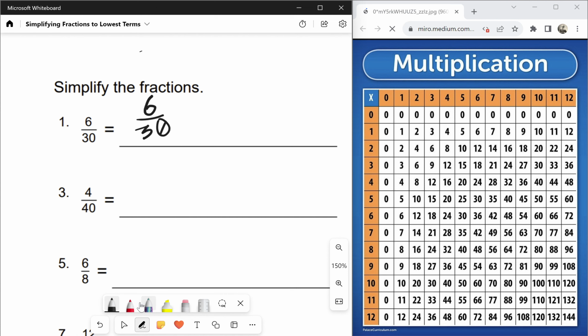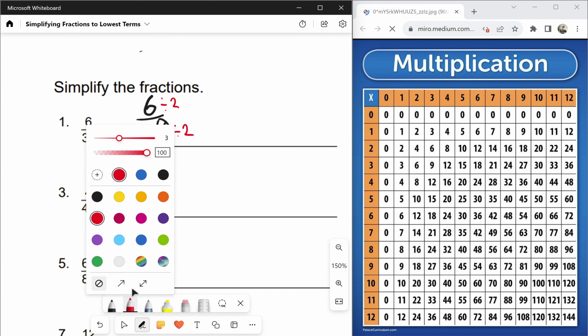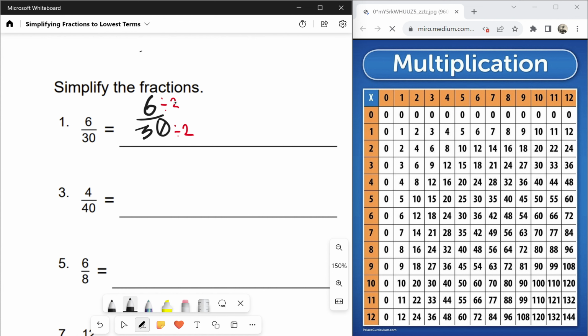So I'm going to do 6 divided by 2, and I'm going to do 30 divided by 2. I have to do the same to the top as the bottom, and the bottom to the top. I can't change this number as I go down. If I do it to the bottom, I have to do it to the top, and vice versa. Well, 6 divided by 2, that's going to give me 3. 30 divided by 2, that's going to give me 15.